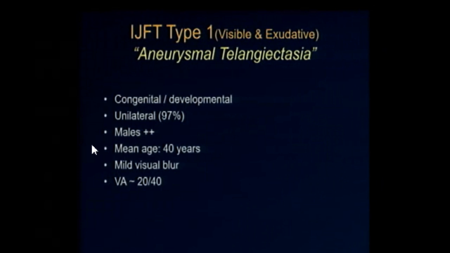It's unilateral in 97% of cases and usually affects males. Usually the people start to complain not when they're 20 or 30, but when they're in their 40s. That's when they start noticing that they have disturbances in vision. It causes a mild visual blur, maybe 20/30, maybe 20/40, a mild visual blur. It's really never very significant.